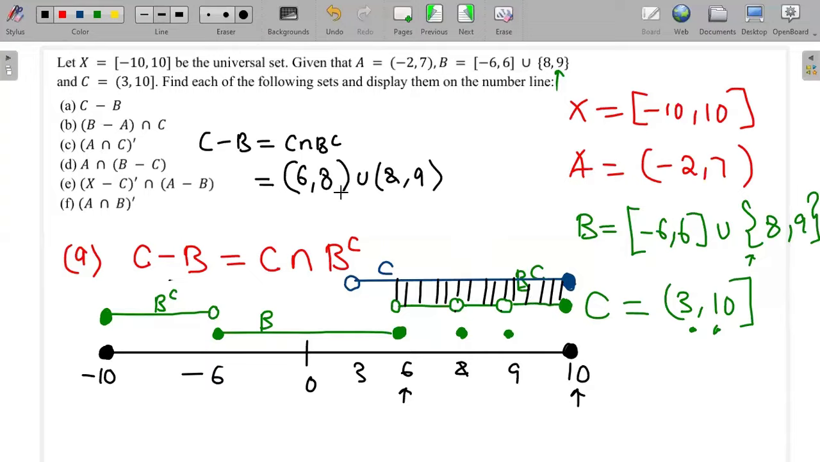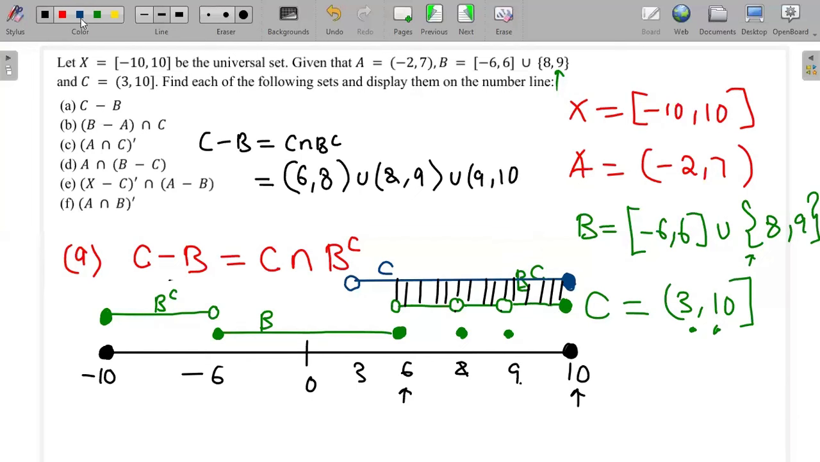You can see that I've not included the 8, the 9 I've not included it. I'll just say union again, and then 9. Okay, from 9 it goes all the way to 10. So now at 10 you ask yourself, is the 10 a part of the C?